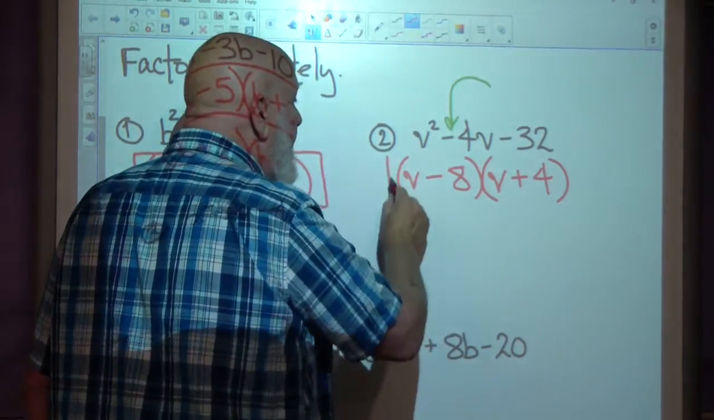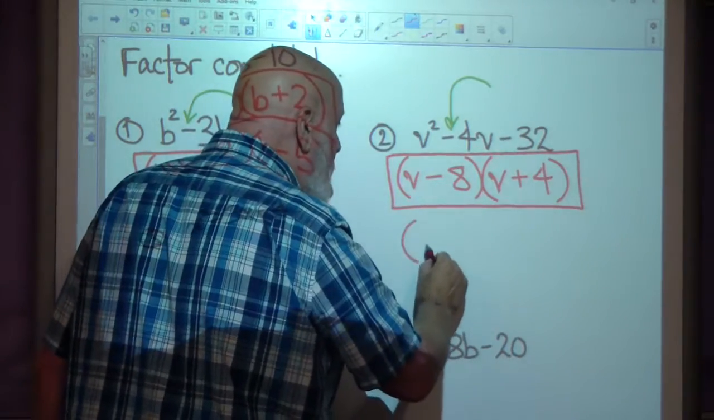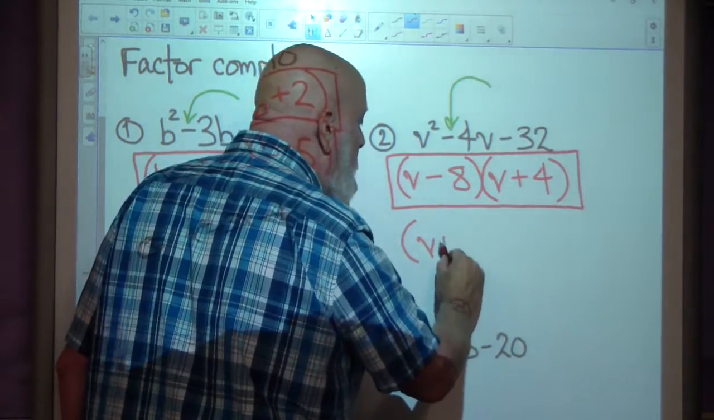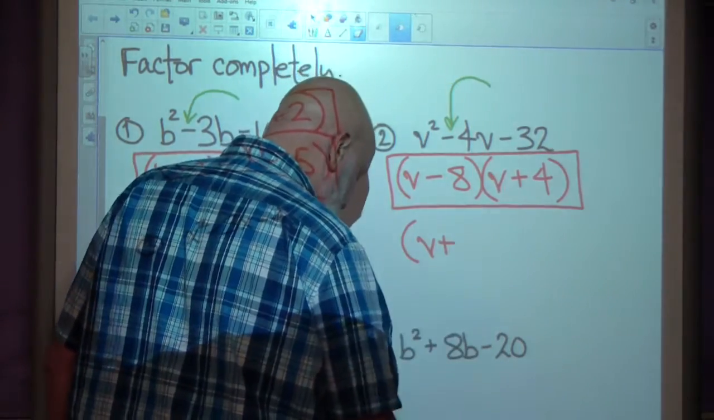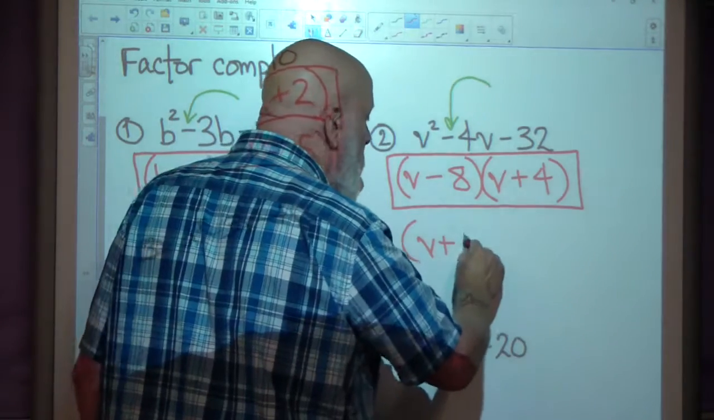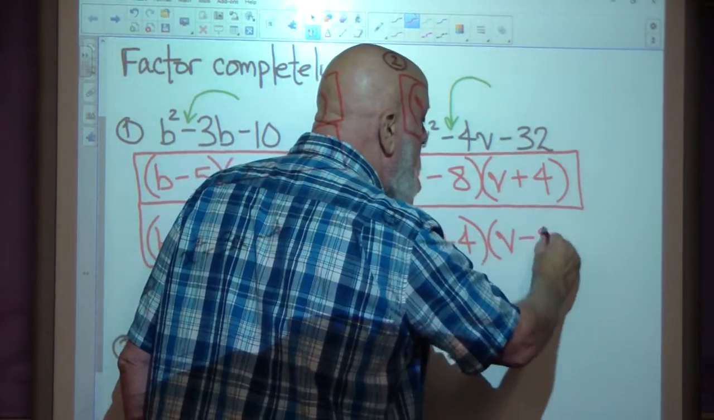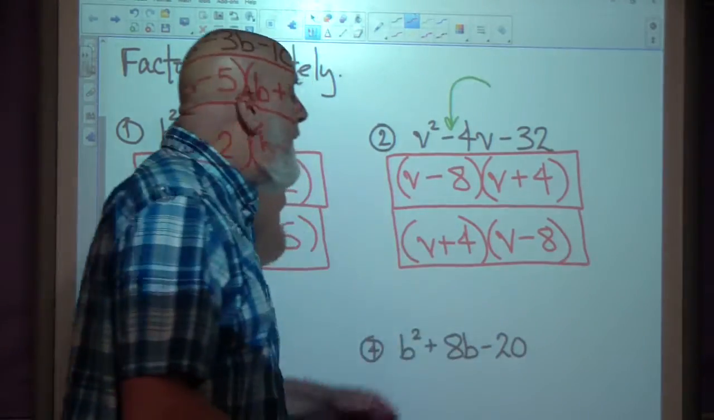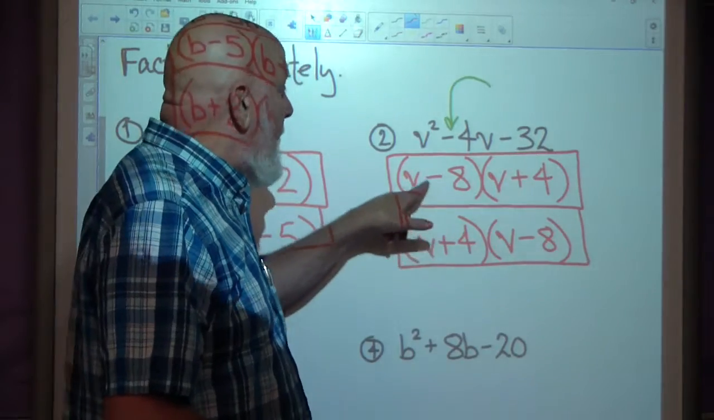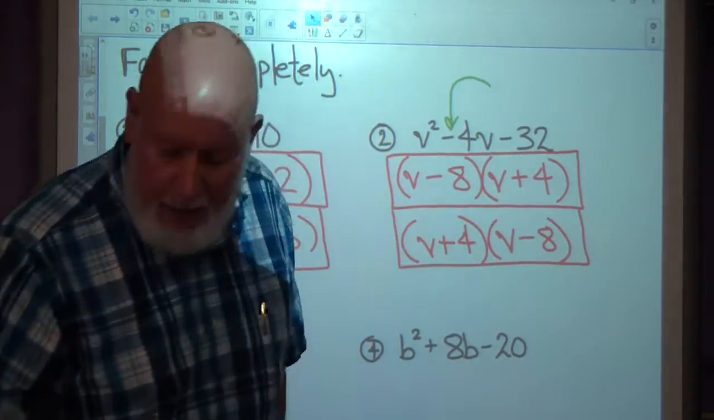And once again, it doesn't matter which order the factors appear in. V plus 4 times the quantity V minus 8 has the same value for any V as V minus 8 times V plus 4. These are the same. And now let's see if I got it right.